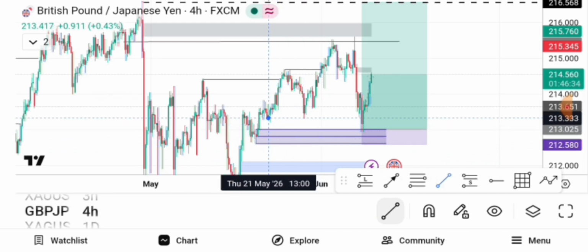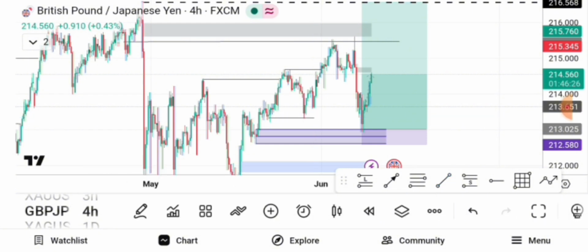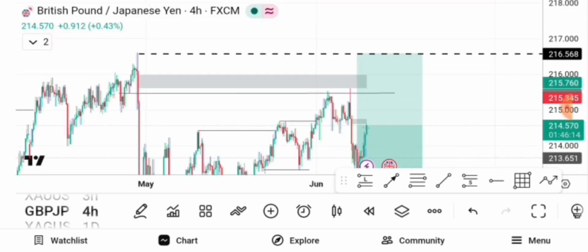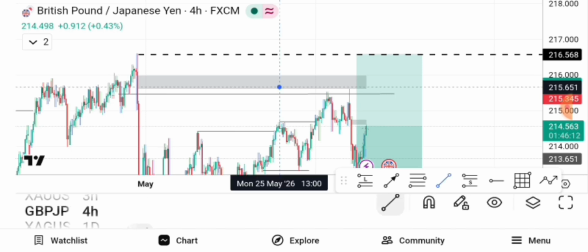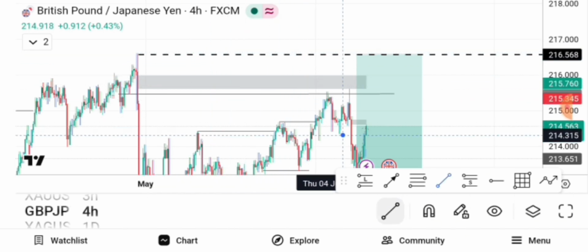So these two places are my inducement, aka liquidity. So I mark these two places as my inducement, being that this high is yet to be taken out. So now most people would do their take profits. Most people would do their TP1 here, but I'm targeting this high. I will explain why.